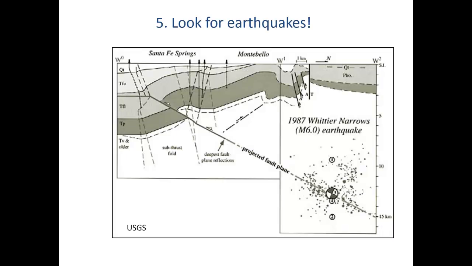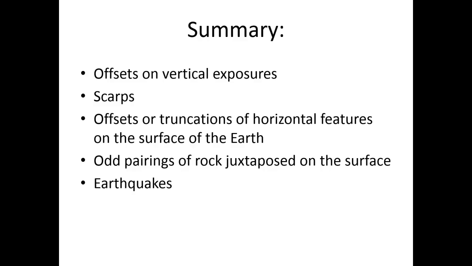When seismologists plotted the locations of the earthquake and its aftershocks, they found that the earthquakes clustered underground along a plane that they later interpreted as the fault plane of the Elsinore Fault. So, in summary, there are 5 principal ways geologists recognize faults.